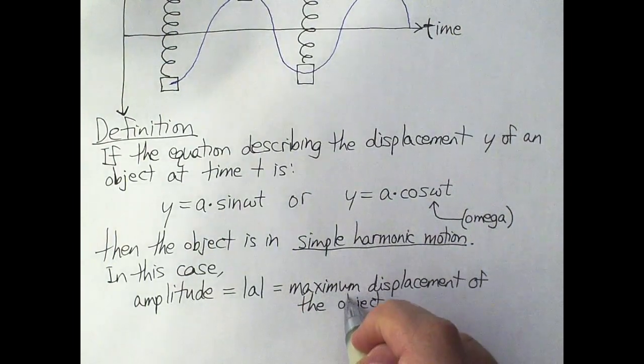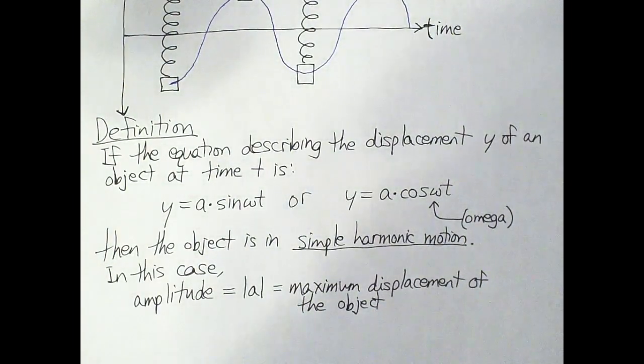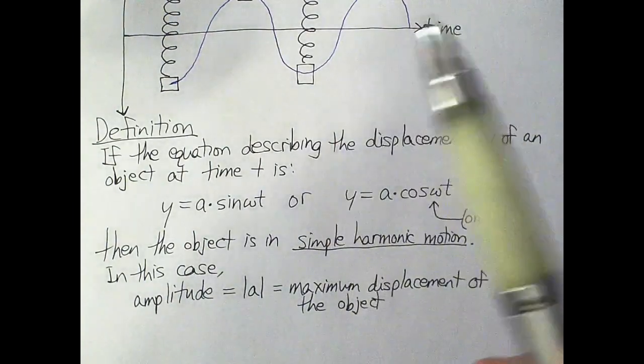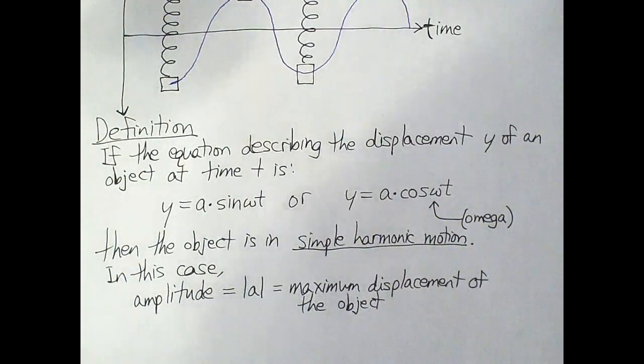You know, how high does this thing bounce or whatever. There are going to be other types of objects that are in harmonic motion besides just springs, but the spring is kind of the canonical example, or maybe the main example to keep in mind.